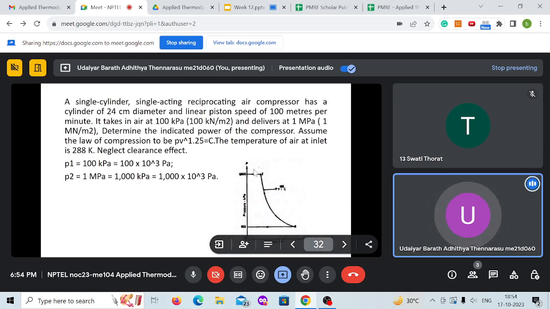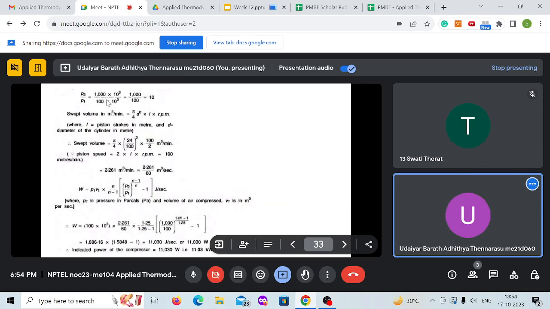So if you see, this is the process. We are assuming that there is no clearance. So 1 to 2 and then coming back, it will all be the same. You are starting at 0, then taking in fluid and compressing it and then discharging, and it goes to 0 because there is no clearance volume. So here your inlet pressure is 100 kilopascal and your exit pressure is 1 megapascal, which is 1000 kilopascal. So now the pressure ratio is P2 by P1, which comes out to be 10.